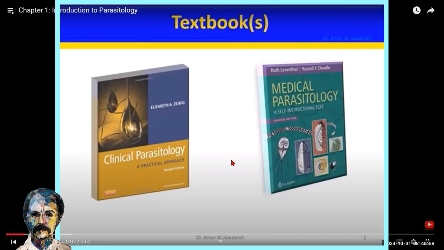There are others, but we want one that fits our purpose, which is diagnostic parasitology, to make diagnosis, not just theory. Okay, so these are the two. Clinical parasitology is number one, and medical parasitology is number two. Okay.